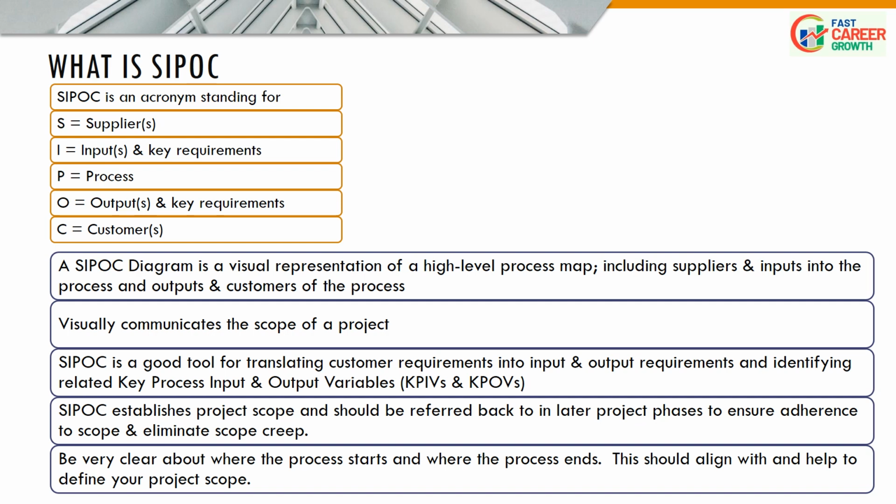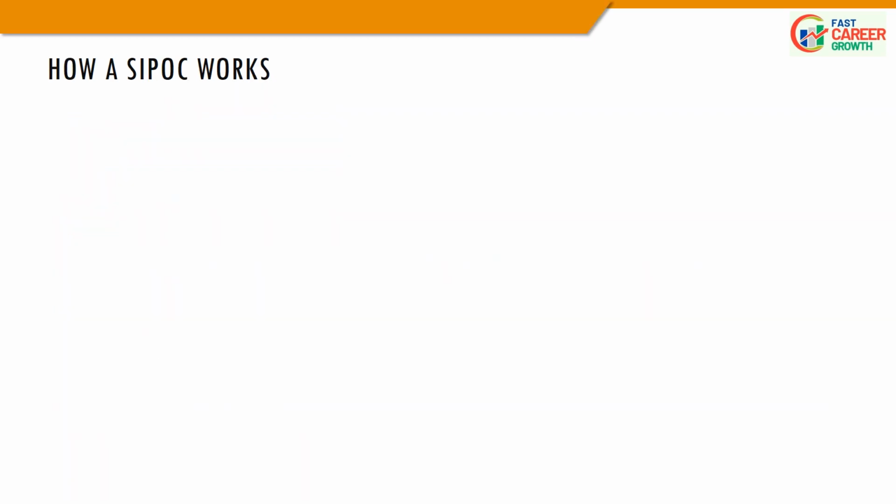In summary, SIPOC diagrams are powerful tools for project management and process improvement, providing a clear visual representation of the scope, inputs, outputs, and key variables associated with a process. They play a crucial role in maintaining project focus and preventing scope creep. Next, how a SIPOC works.